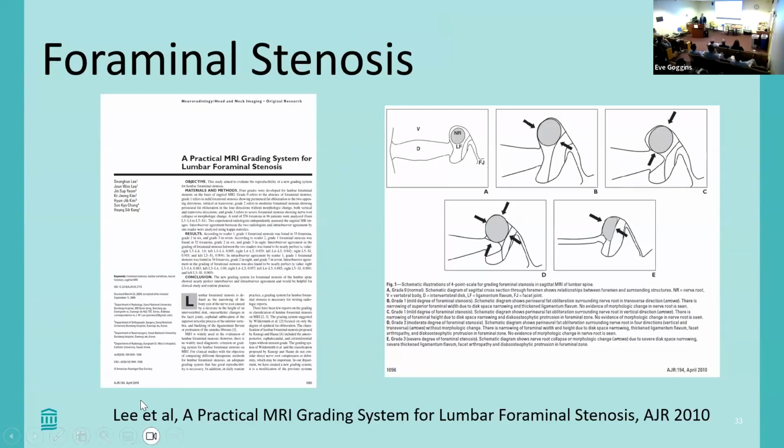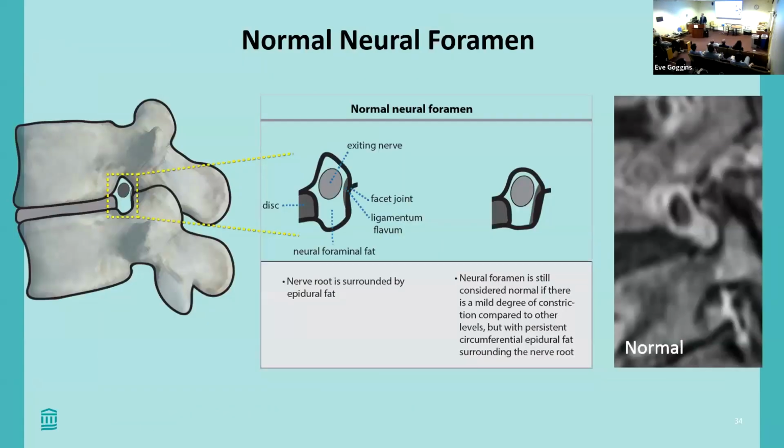Okay, so foraminal stenosis. I use this article from Lee from AJR 2010 as the framework. Here are some images we'll go through to simplify this a little bit. Again, we're going to have mild, moderate, and severe. So some anatomy of the normal neural foramen. Here in this sagittal schematic, if we blow up what the neural foramen looks like, we have the exiting nerve in the middle. The disc is anteriorly. Posteriorly, you have the facet and ligamentum flavum, and then you've got the normal neural foraminal fat surrounding the exiting nerve.